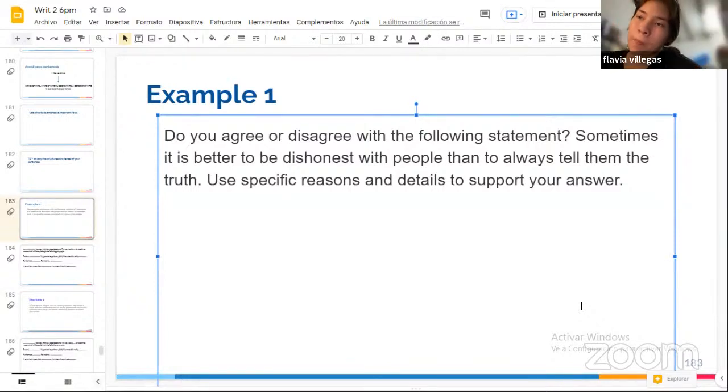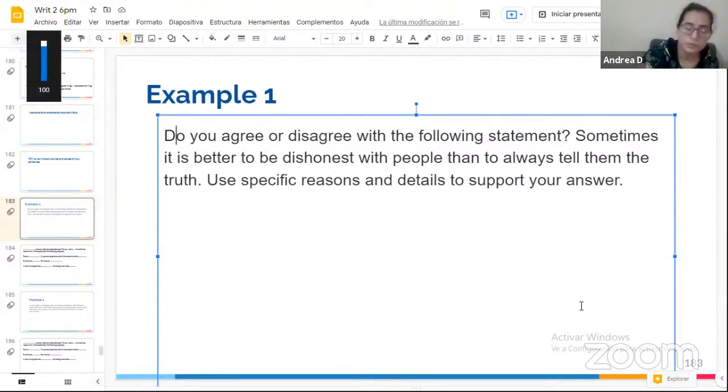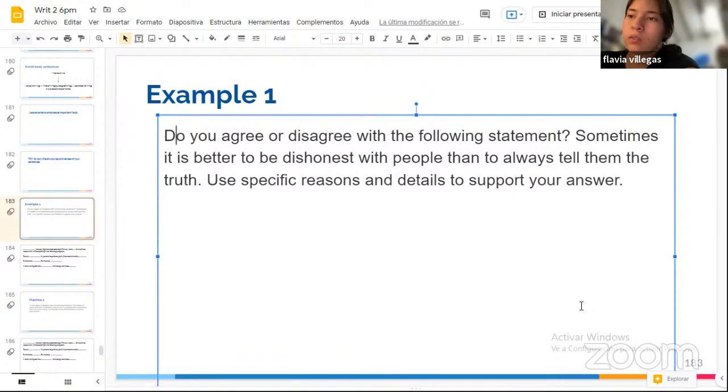May I come? Yes, of course. Okay. Do you agree or disagree with the following statement? Sometimes it is better to be dishonest with people than to always tell them the truth. Use specific reasons and details to support your answer. Okay, thank you so much.